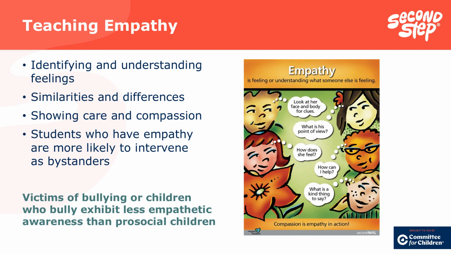Empathy is the second unit in the Second Step program, and we know that victims of bullying and children who bully exhibit less empathetic awareness than prosocial children, and bystanders have an empathetic concern toward peers. When they do that, it makes them more likely to intervene. So those skills are taught within the empathy unit of the Second Step program.